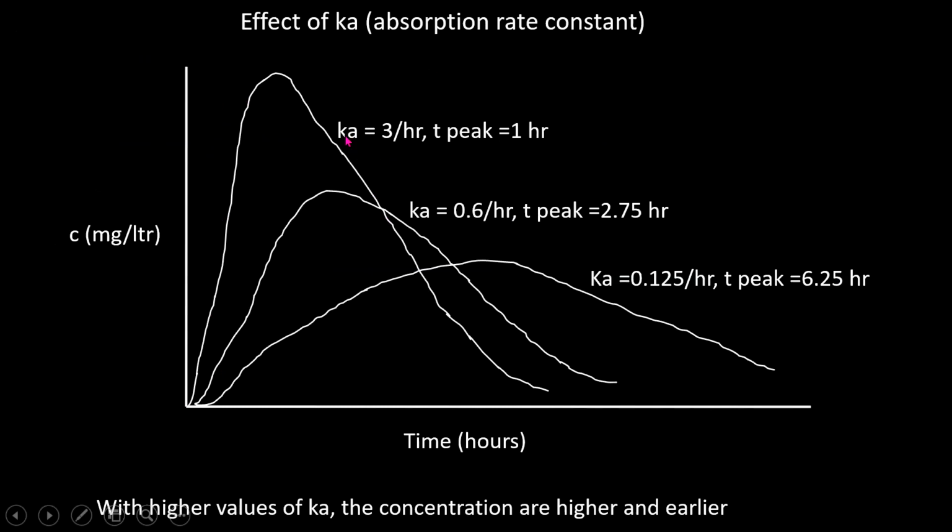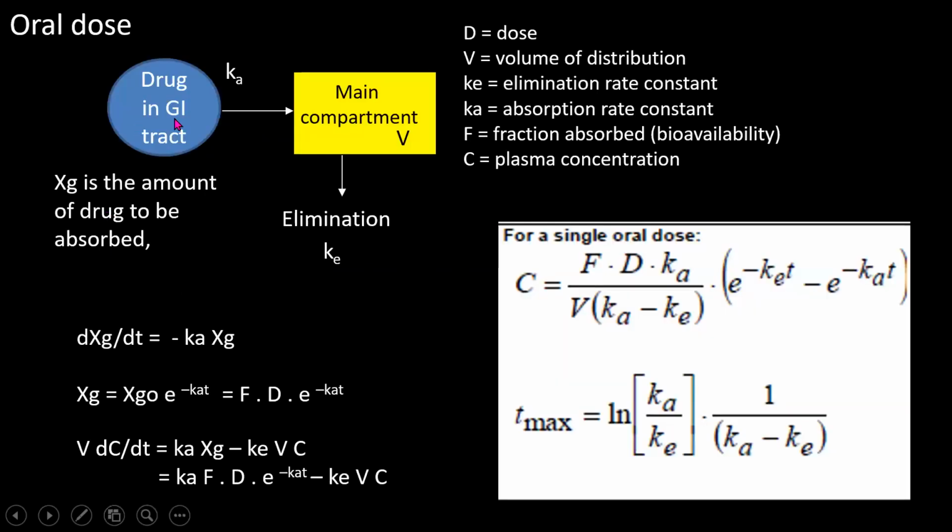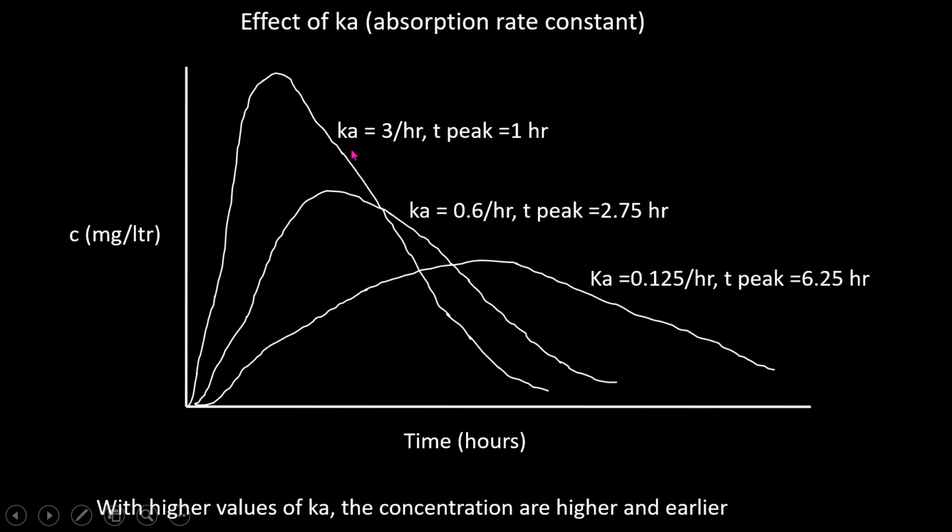When I change Ka, that is absorption from my stomach into the main compartment, for different values of Ka the graphs can go like this. If the absorption is very fast, the peak is reached very fast and you get very high peak values. If the absorption is very slow, the peak is reached very slowly, and the maximum concentration also changes.